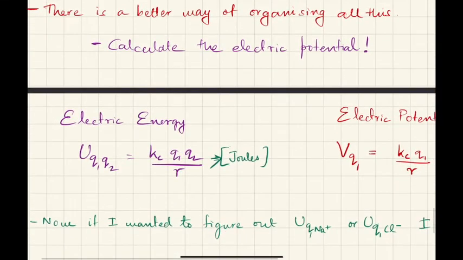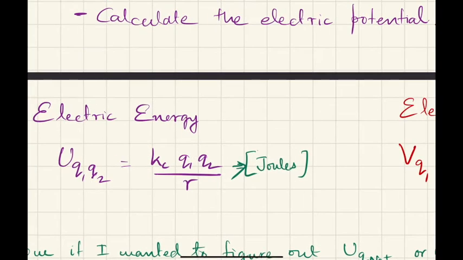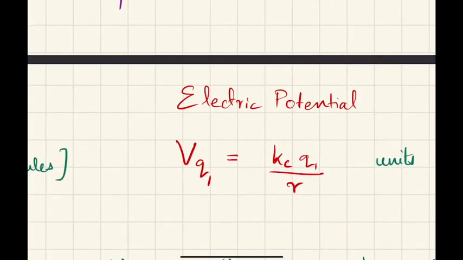Before that, let's first introduce the idea of the electric potential. We already know that the electric energy is given by this form. If I have two charges Q1 and Q2, separated by a distance which I denote by R, then the amount of electric energy between them is given by Kc, the constant, times Q1 Q2 divided by R, and this is a quantity that is energy, so it's measured in joules.